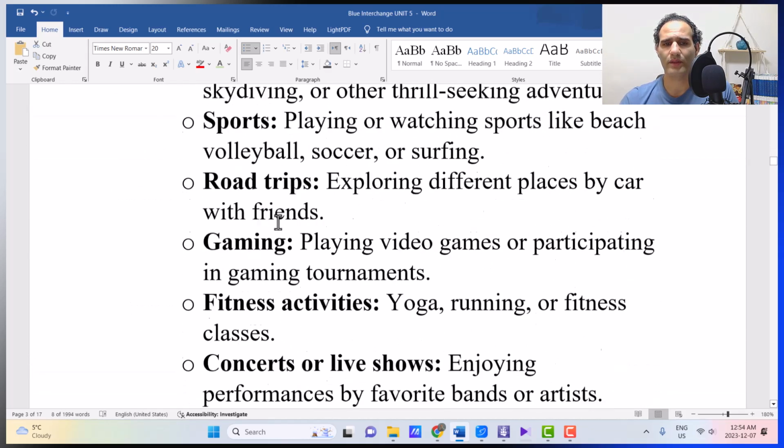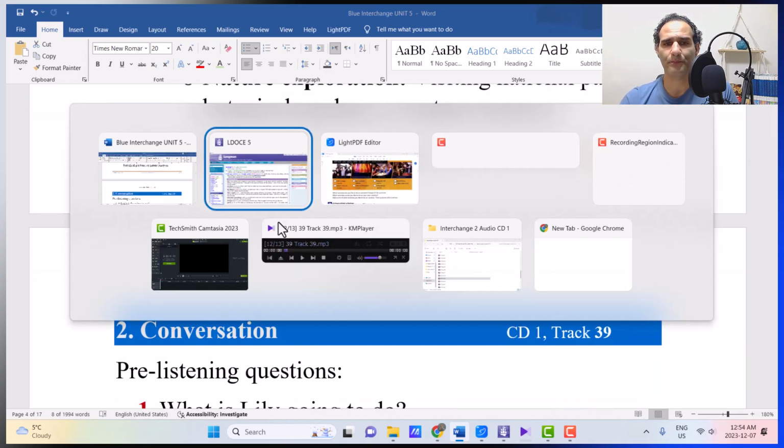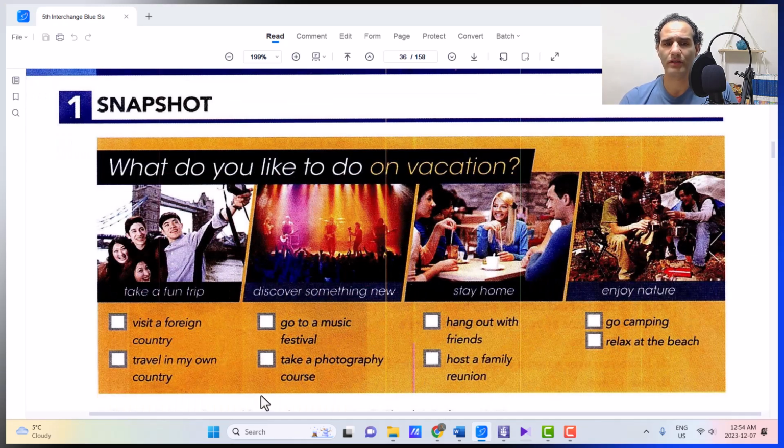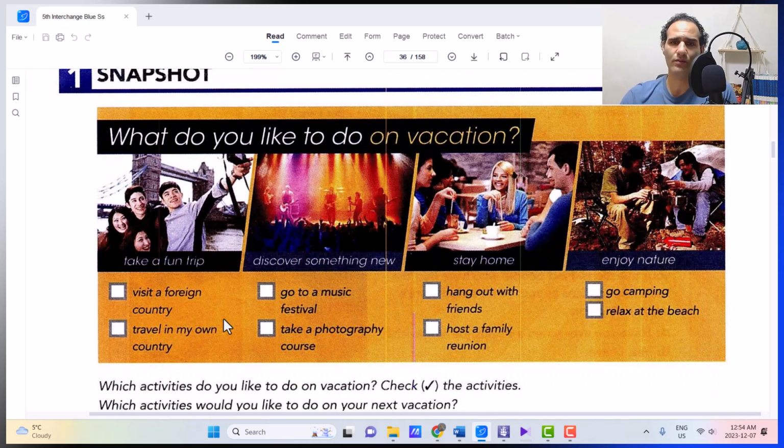Okay, so this was part one. Snapshot, we talked about vacation, we talked about things to do on a vacation, and lots of vocabulary. What to do for you? Please transfer these vocabulary items into your vocab notebook. Okay, good.